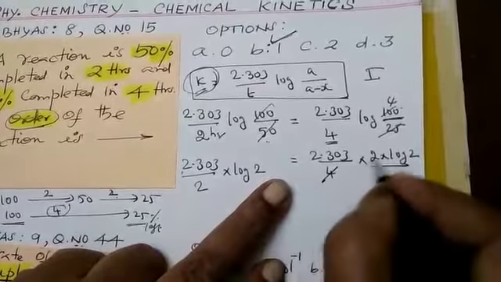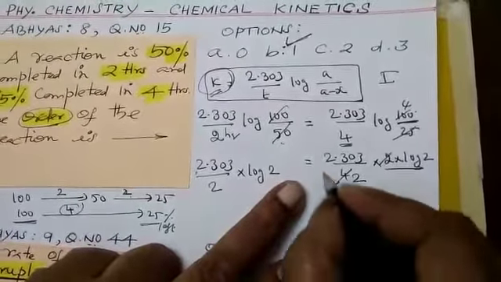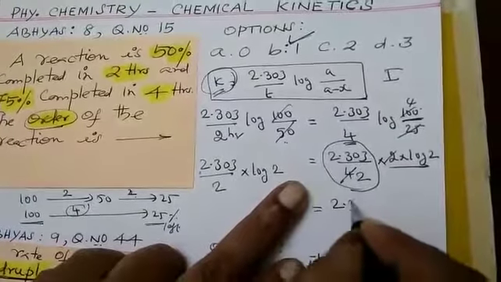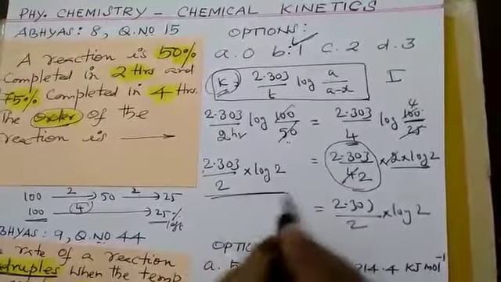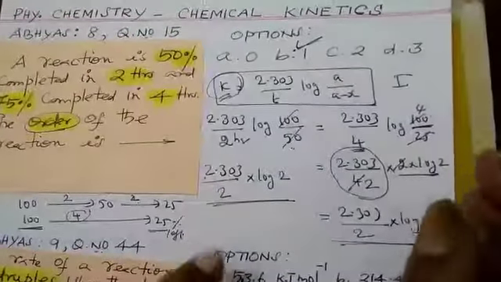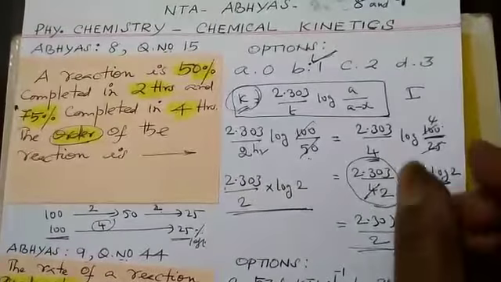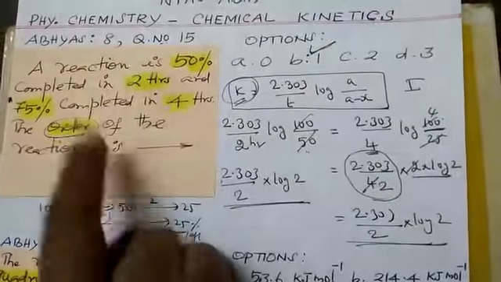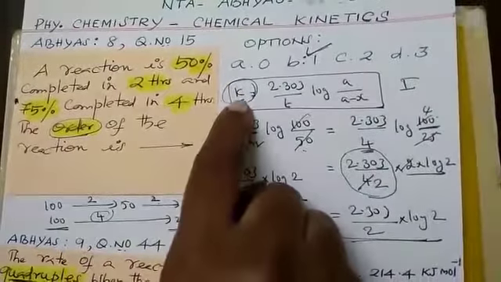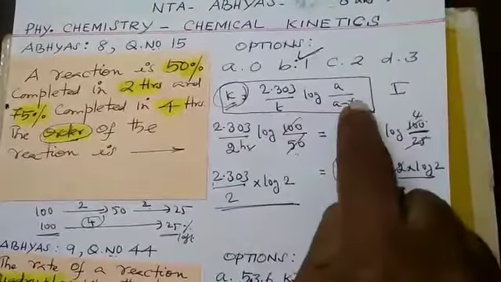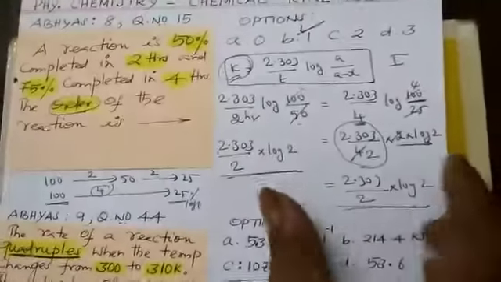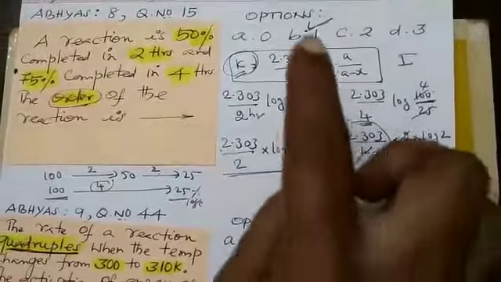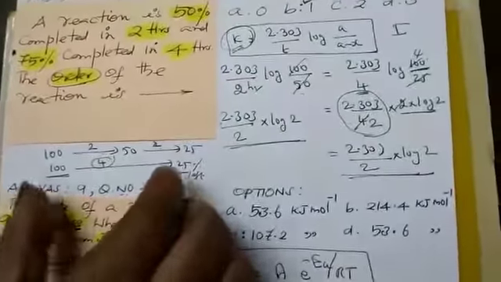Now this 2 and 2 get cancelled. So what we get is 2.303 divided by 2 into log 2, the same answer. So both conditions are giving the same constant value for a first order reaction, meaning the reaction follows first order. That is the knowledge. Based on that, it is proved that the reaction is following first order. This is a short trick and it is confirming. The choice of method is left to you.